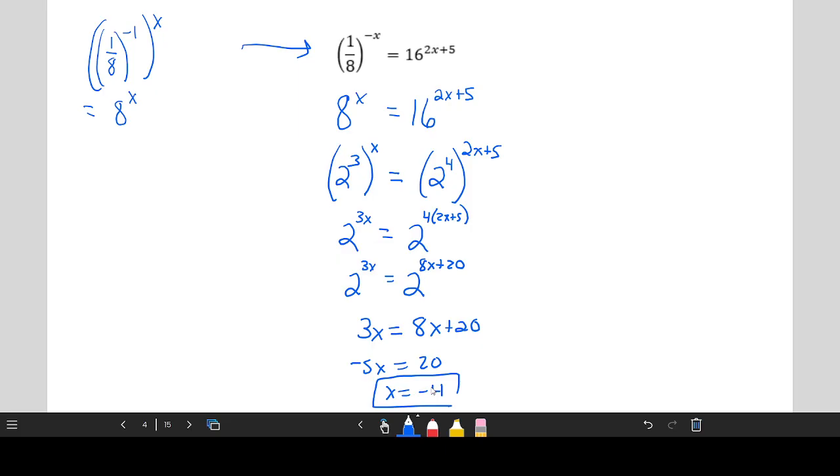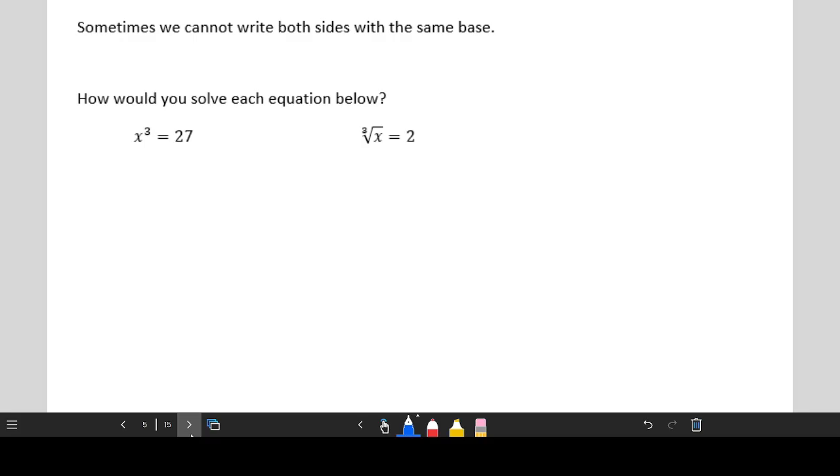Now, it won't always be possible to write both sides with the same base, so in that case we're going to need a different strategy to solve exponential equations. To explain how we're going to do that, I want to go back to some equations we've solved before. For example, if we wanted to solve x cubed equals 27, you would take the cube root of each side.